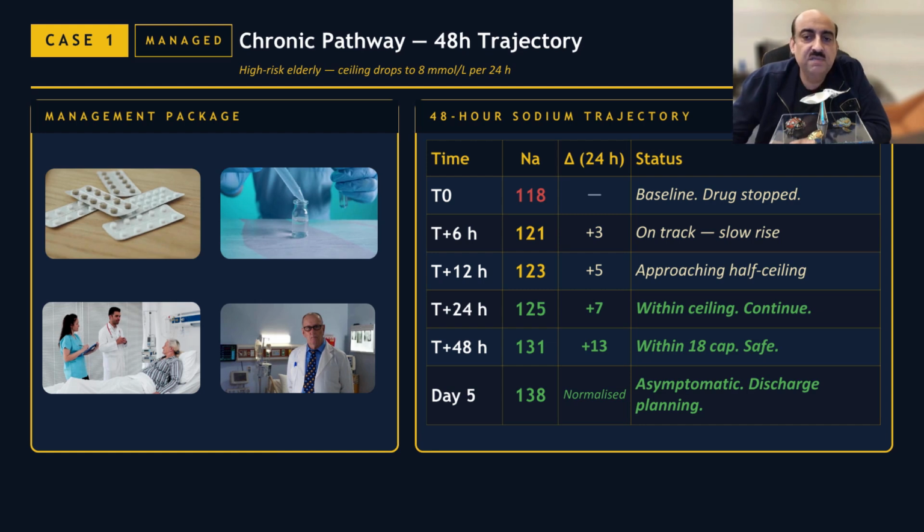At 48 hours, the value is 131, which is very safe, and still within the 13 millimole correction in the first 48 hours. The maximum recommended is 18. On day 5, the patient's serum normalizes completely to 138, asymptomatic, discharge planning started, and do not reinitiate the offending medication again. No saline use, no hypertonic use, no rush, just let it settle nicely.